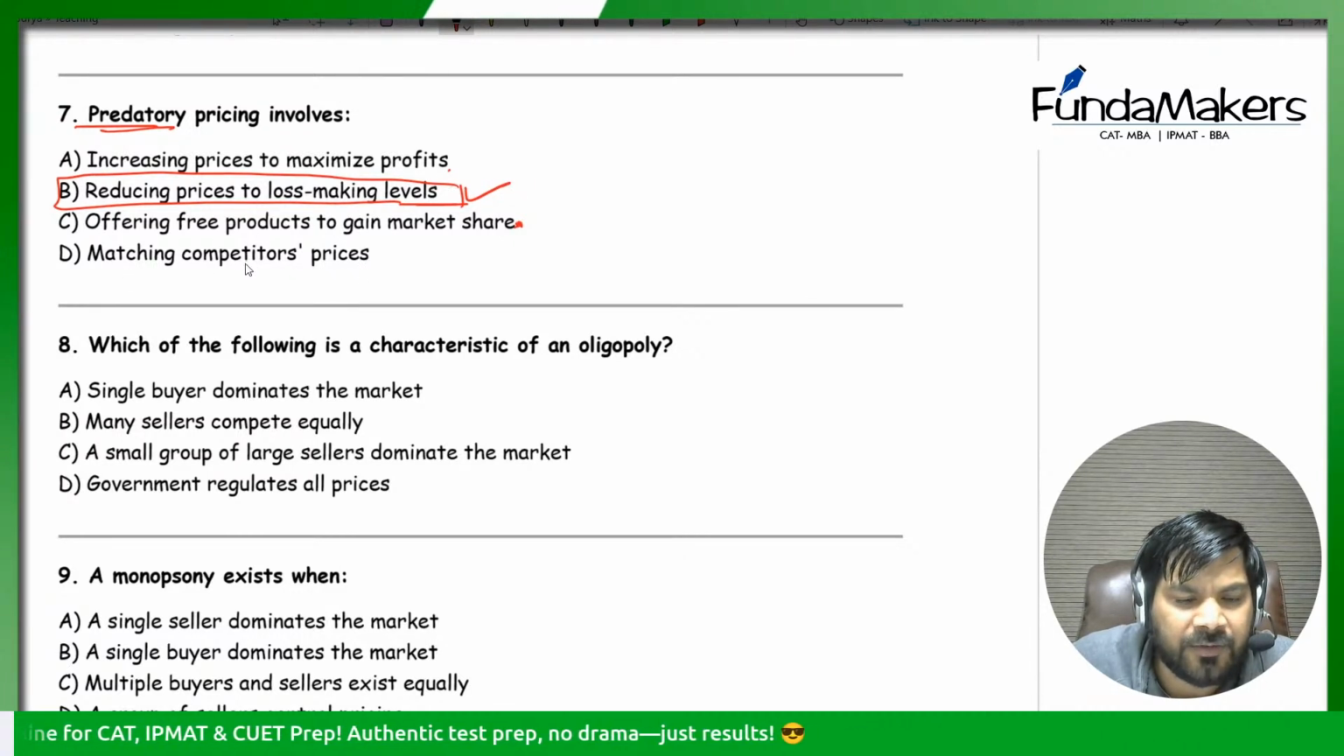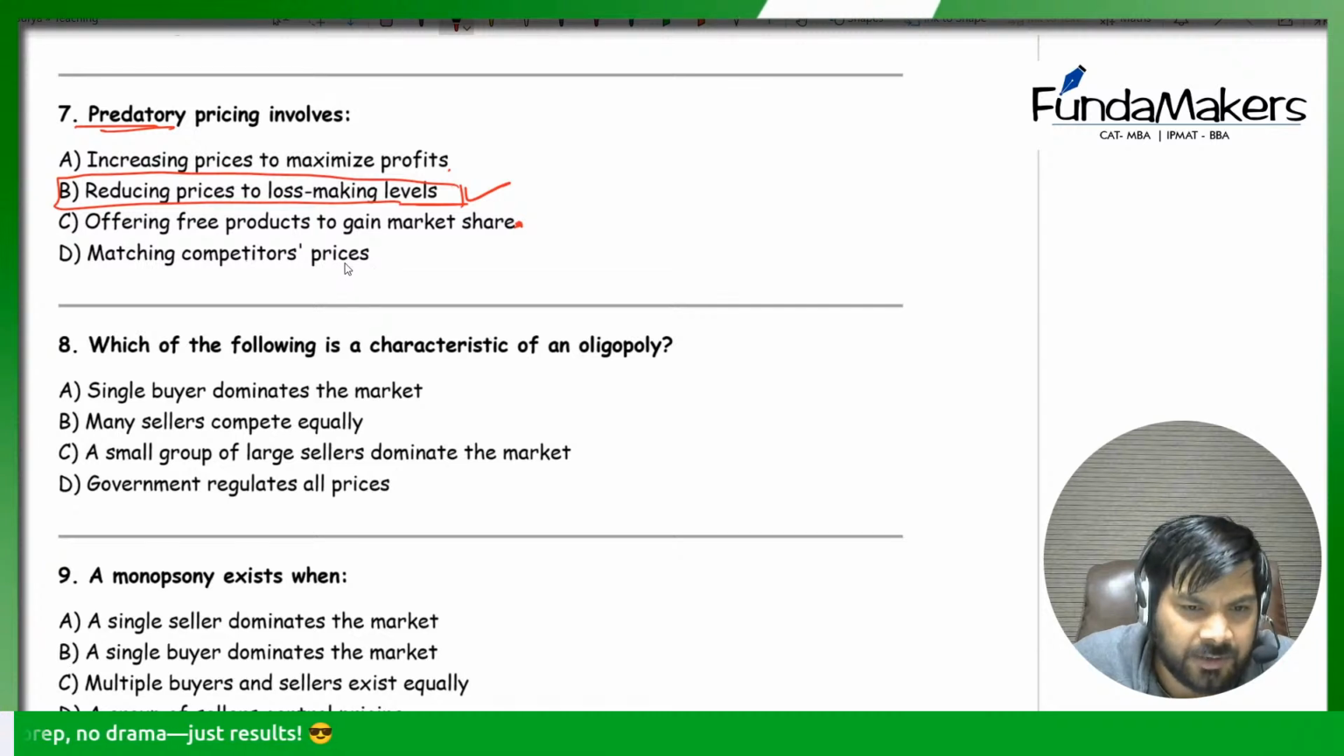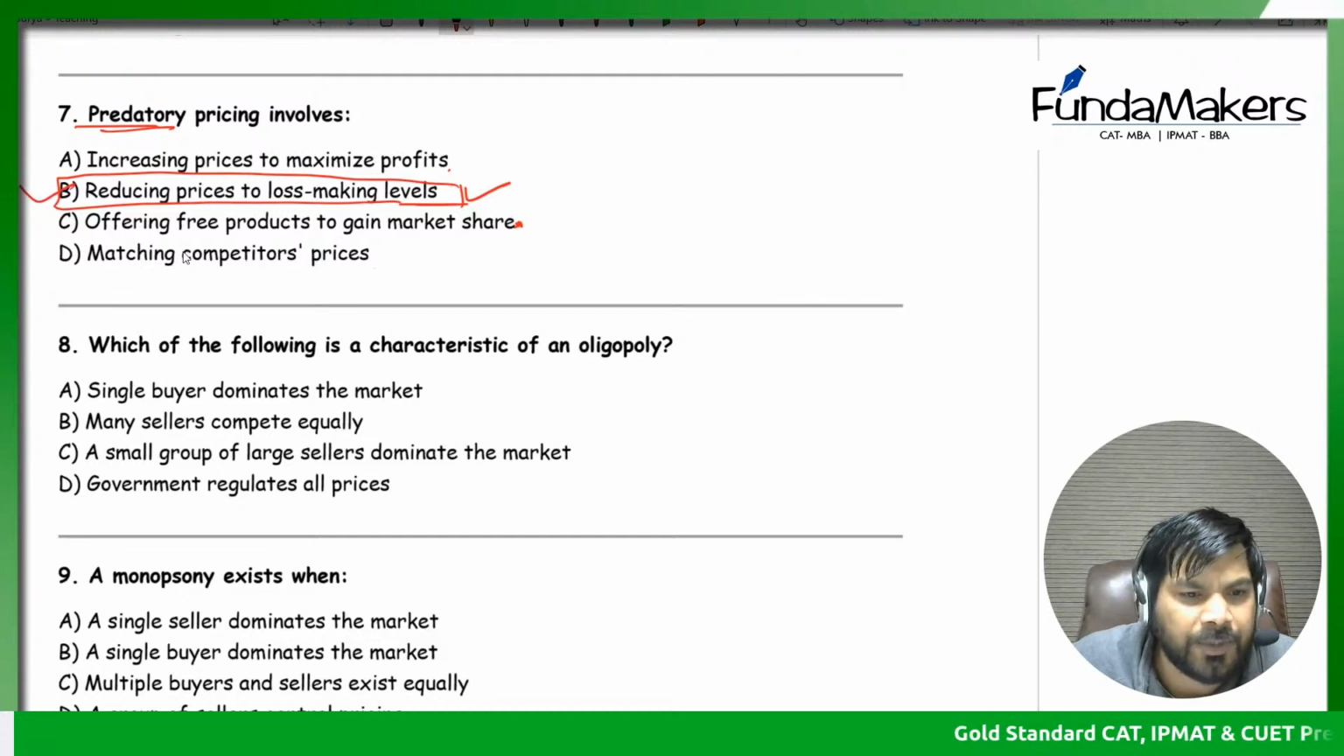Matching competitors' prices. If you match the competitors' pricing, you will never be able to take an edge in the market, because markets are very price conscious, especially a country like India. So the correct answer should be what? B. Reducing prices to loss making levels.